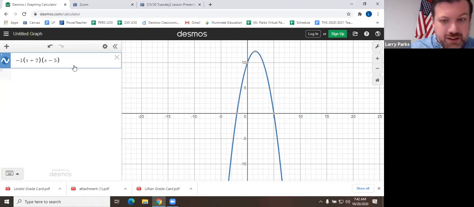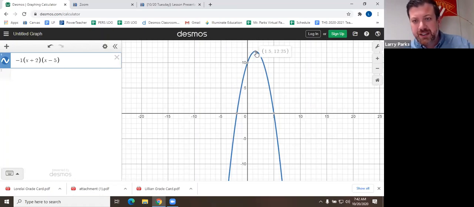Looking at my graph here, my vertex is 1.5, 12.25. So if I go look at my graph, because I already know the solutions are negative 1 and 5, but I need to check out this vertex, see if it's 1.5, 12.25.